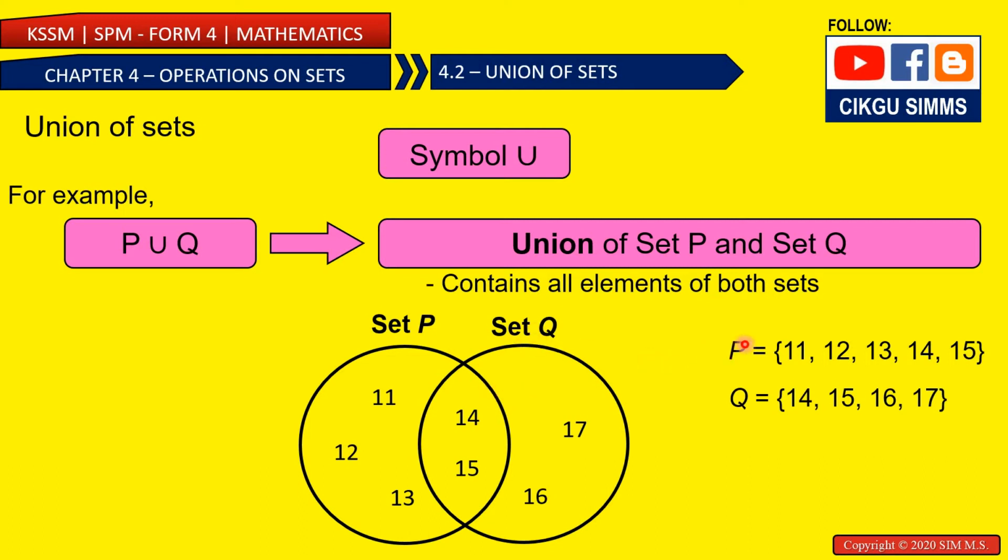So set P is this, set Q is like this, and then P union Q is this, all. For P union Q you need to list all: 11, 12, 13, 14, 15, 16, 17. You don't need to list this twice. Just once is enough.